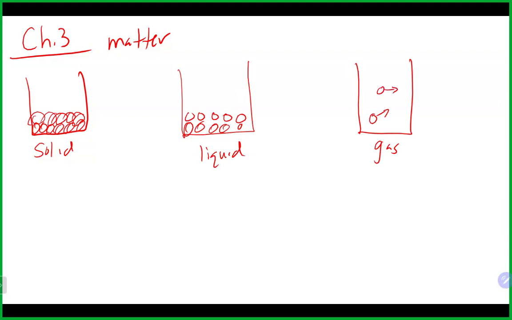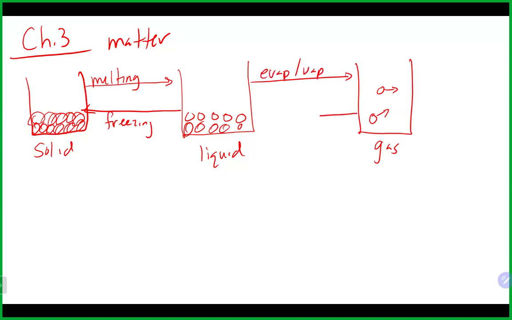flying around. We also talked about, I think in this chapter, the transitions that occur between these as we go from solid to liquid. That's the process of melting. As we go from liquid back to solid, that is freezing. Liquid to gas, that is evaporation or vaporization. Gas back to liquid is condensation.